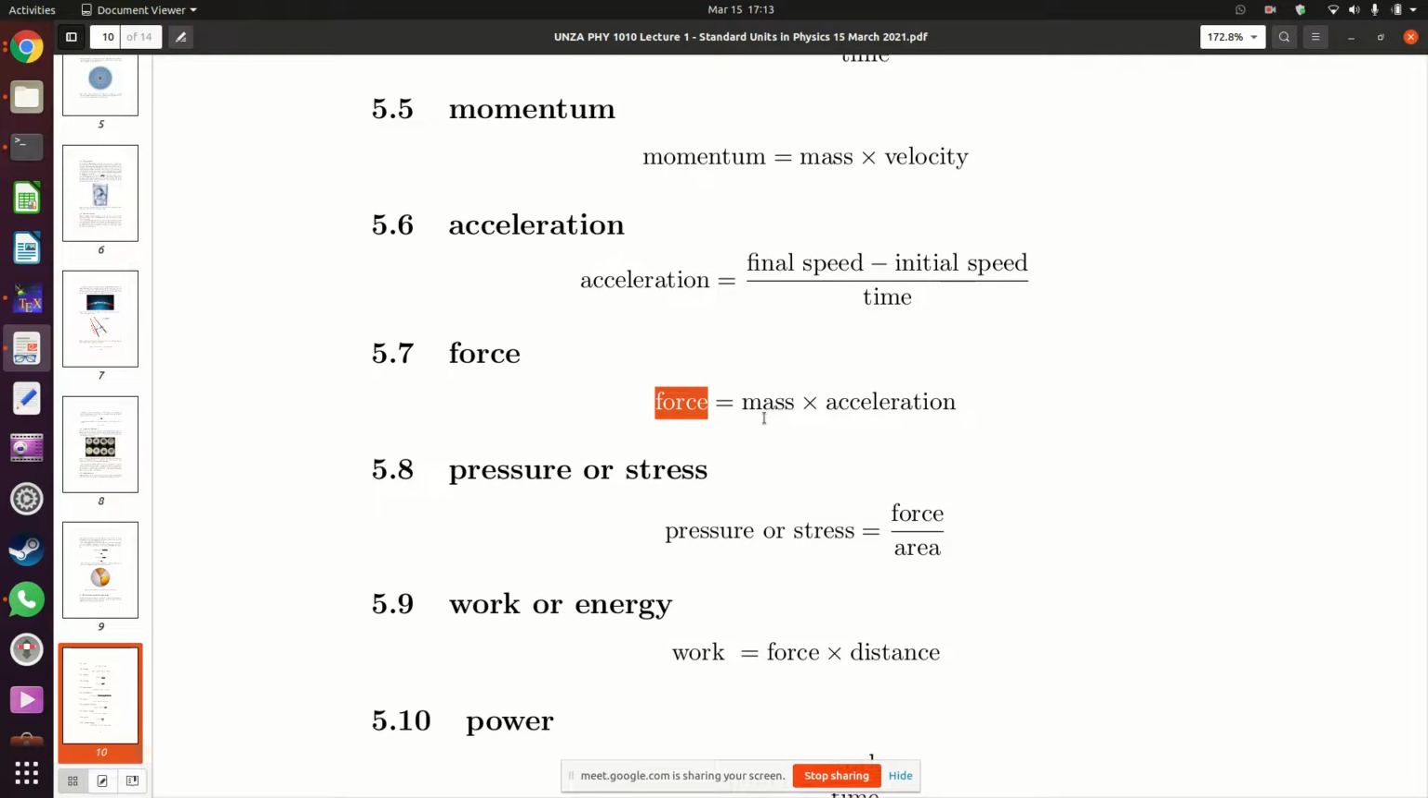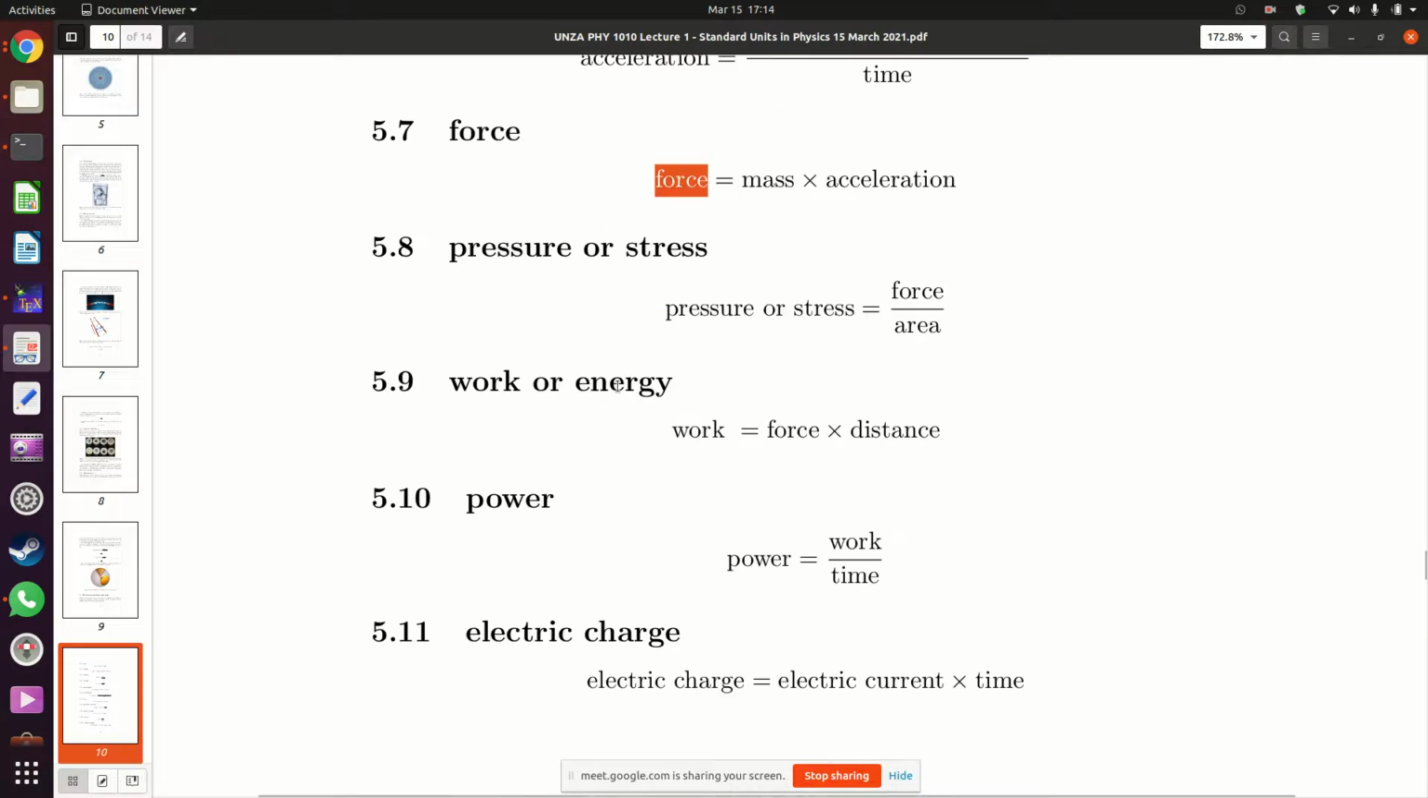Are we clear? We're carrying out a multiplication. Next, these two are related, pressure and stress, but they are not the same. You work them out the same way, but they're not the same physical quantity. But for both of them, pressure or stress, you work out what the force is, then you divide by the area on which that particular force is acting.